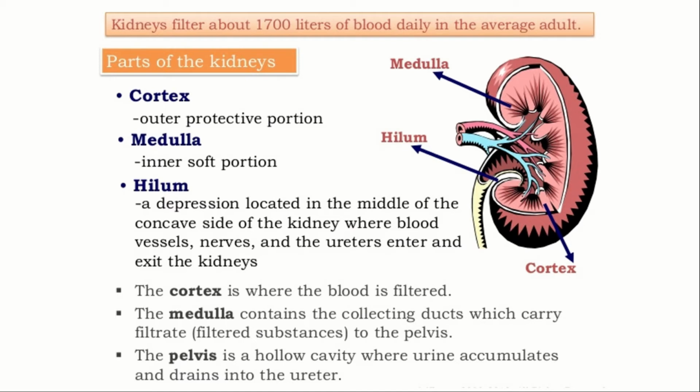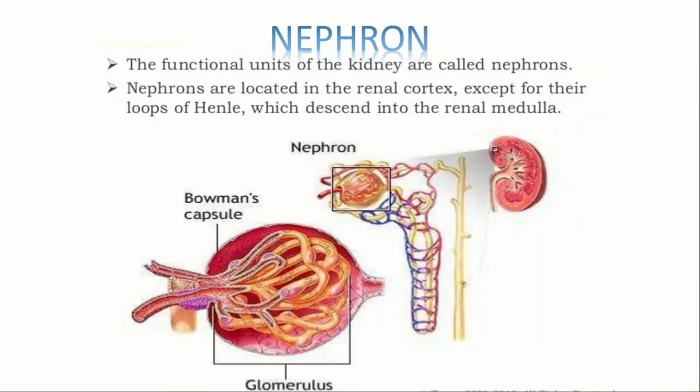The cortex is the place where the blood is filtered. The medulla contains the collecting ducts which carry filtrate to the pelvis. The pelvis is a hollow cavity where urine accumulates and drains into the ureter, which we have already studied in the previous slide. Let us know about an important part of the kidney, that is the nephron.